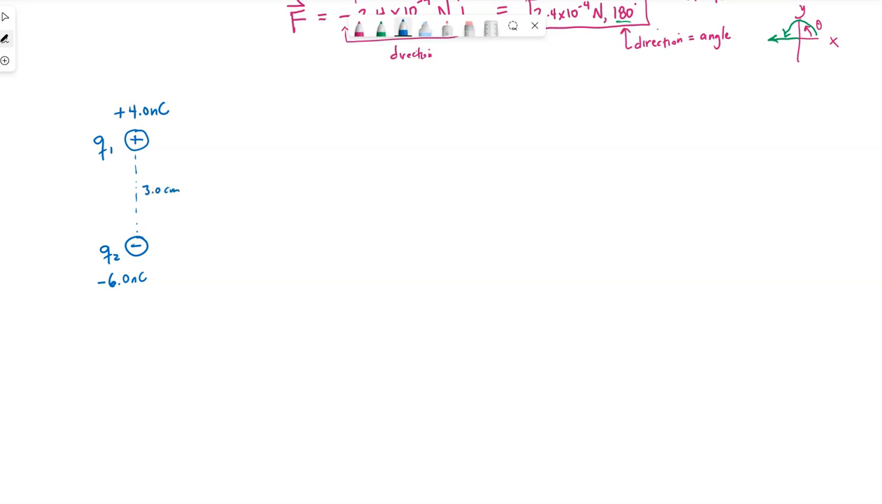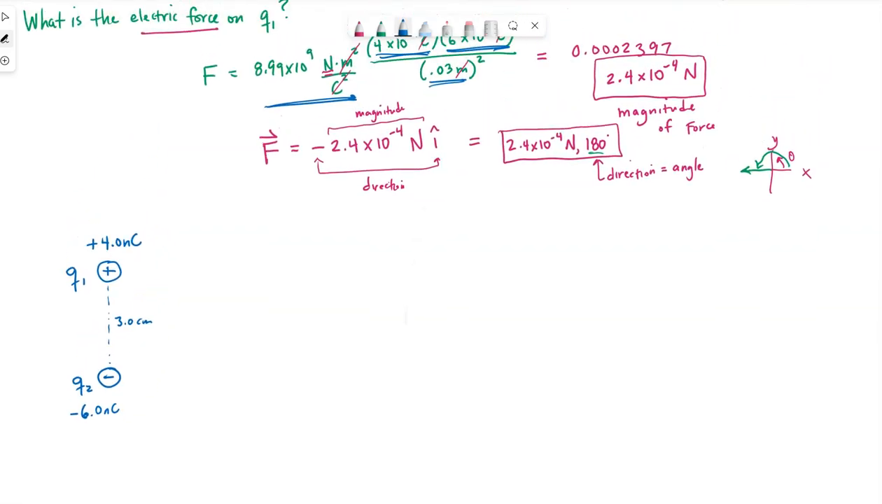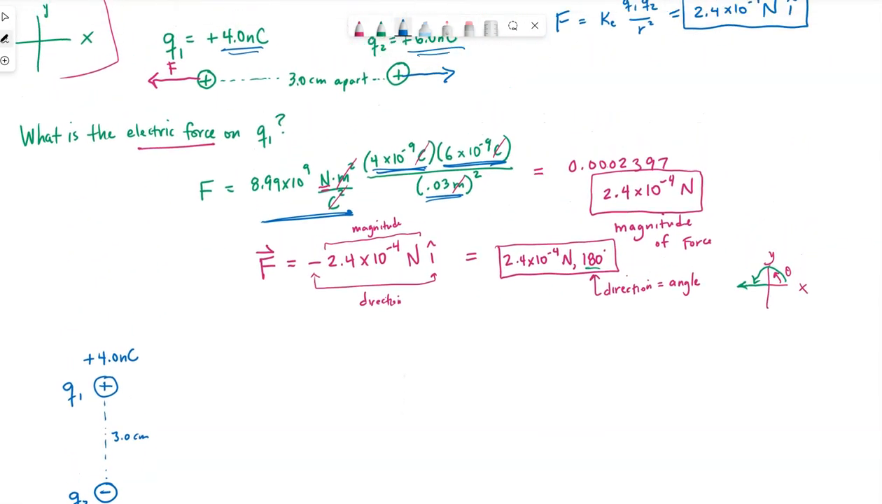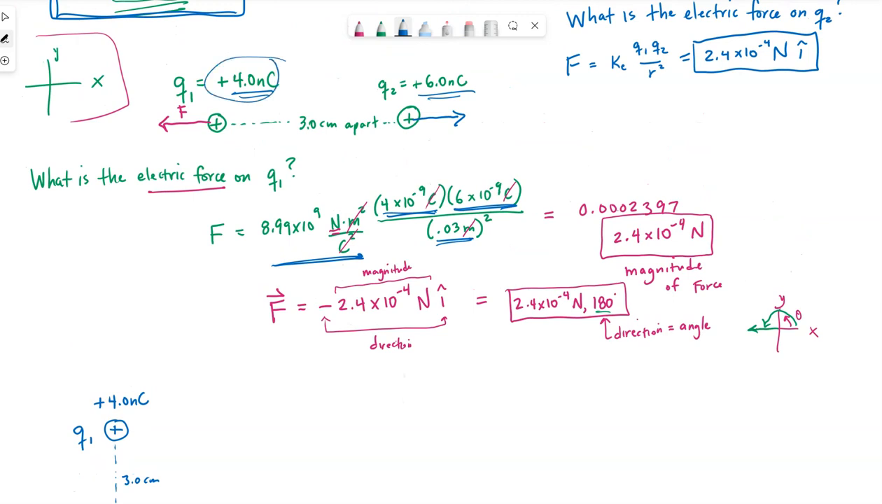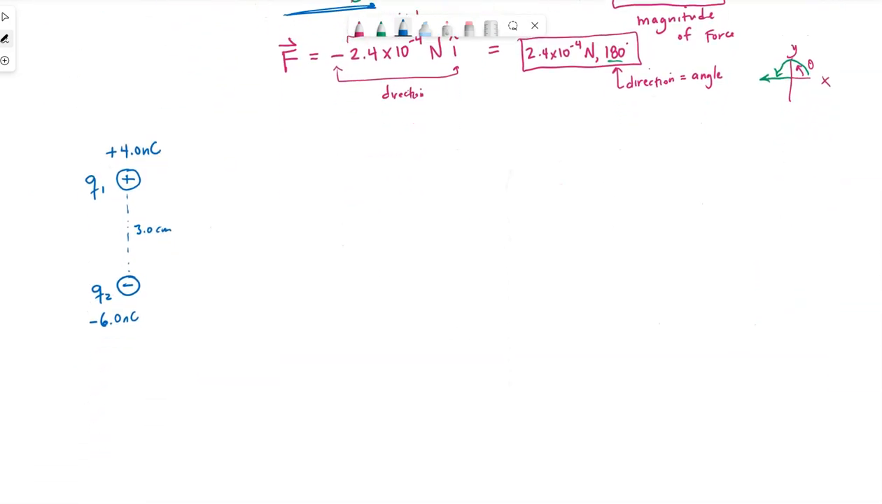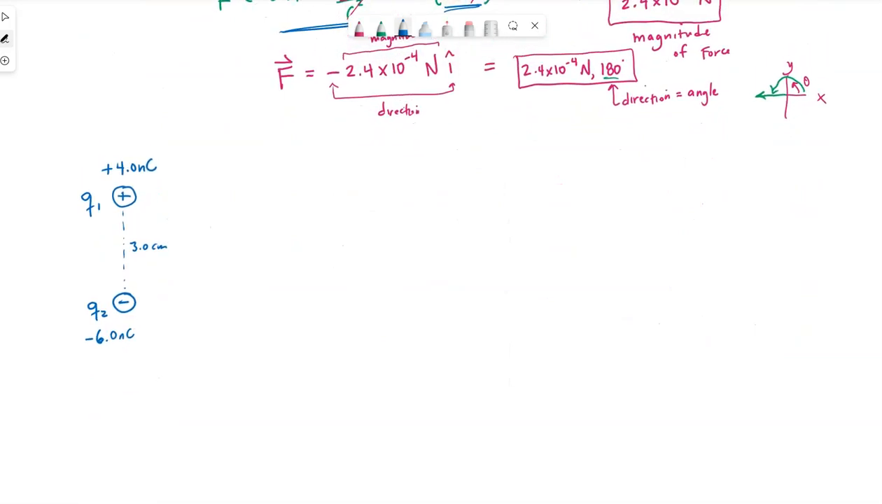What will change? So let's scroll a little bit. So we had our 4 nanocoulombs and 6 nanocoulombs. They were along the same horizontal line. This time, I still have 4 nanocoulombs and 6 nanocoulombs, but one is positive and one is negative. What is the force on Q1?